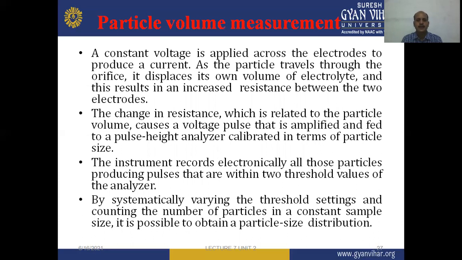As we see in our diagram, the pulse height analyzer provides the different signals which are already amplified with the help of the amplifier. The instrument records electronically all those particles producing pulses that are within two threshold values of the analyzer. By systematically varying the threshold settings and counting the number of particles in a constant sample size, it is possible to obtain a particle size distribution. So, by varying the threshold settings and counting the number of particles in a constant sample size, we can obtain the readings in terms of particle size distribution.